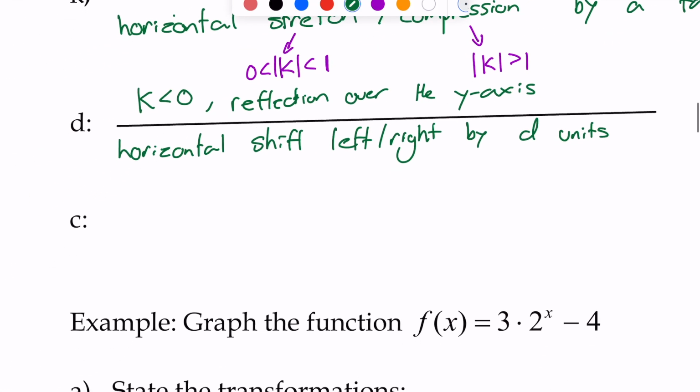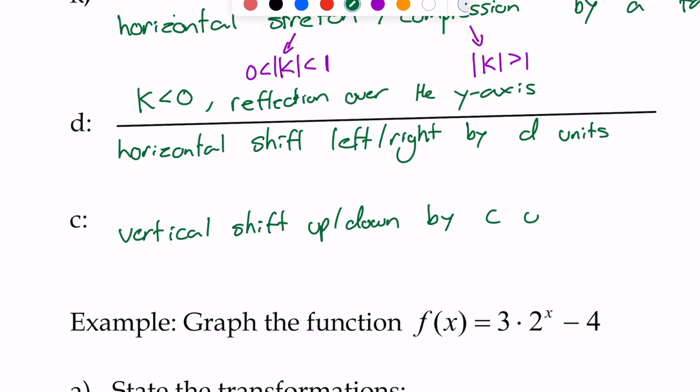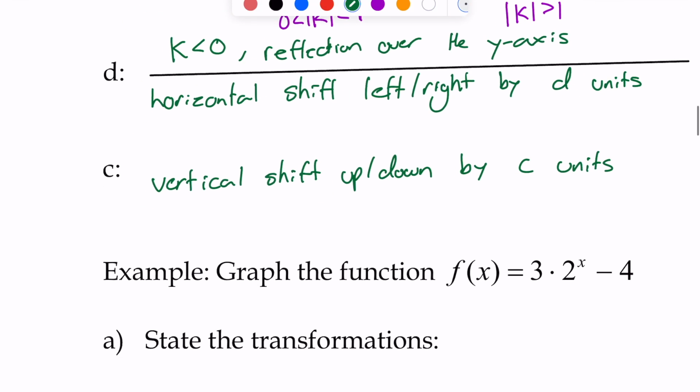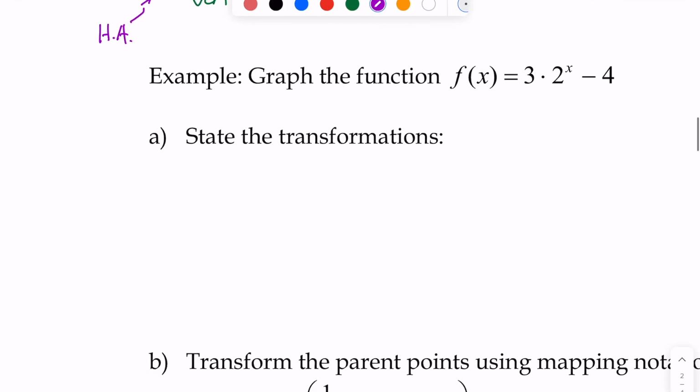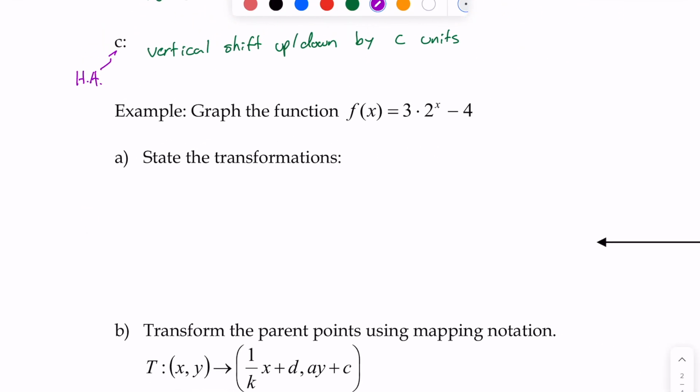And then the last one, we have the c value, which is your vertical shift up or down by c units. But also, as I've told you, the c value is your horizontal asymptote. This is your horizontal asymptote, whatever number you see. If you don't see a number, that's because you have a horizontal asymptote at 0. So let's do an example.